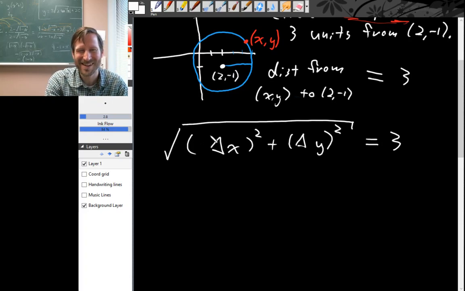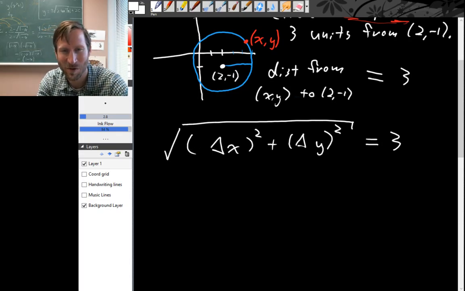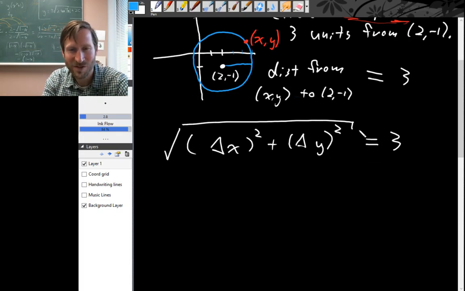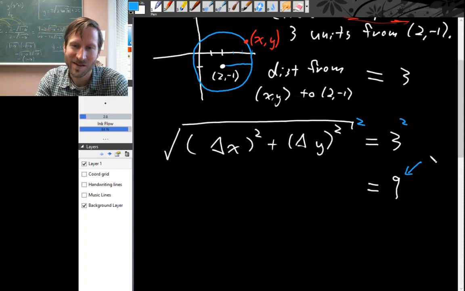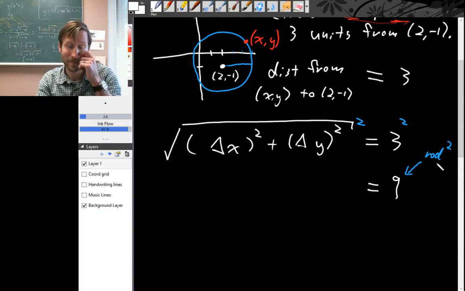It's really kind of messy to have a square root. People don't like having square roots around if they don't need to. And one way to get rid of the square root is just to square both sides. So before we actually write the equation, let's square both sides. On the right-hand side, we get 3 squared, which is 9. Remember, this 9 is really just the radius squared.